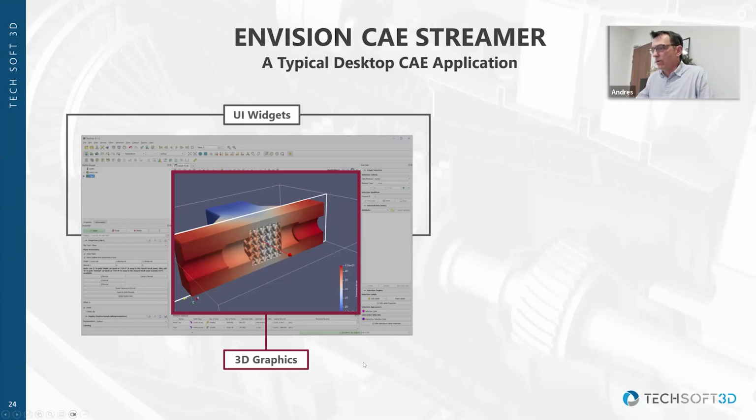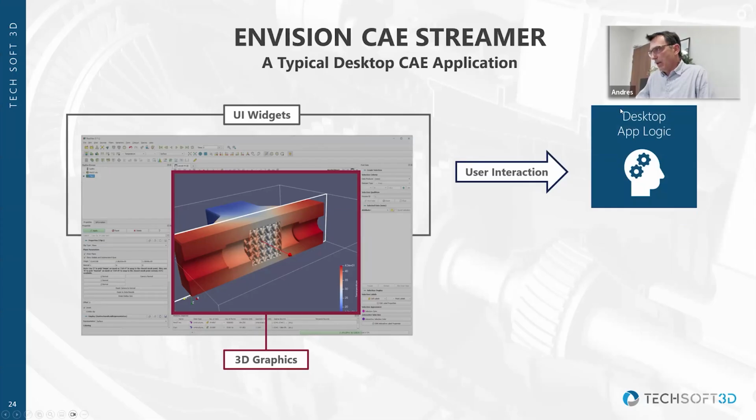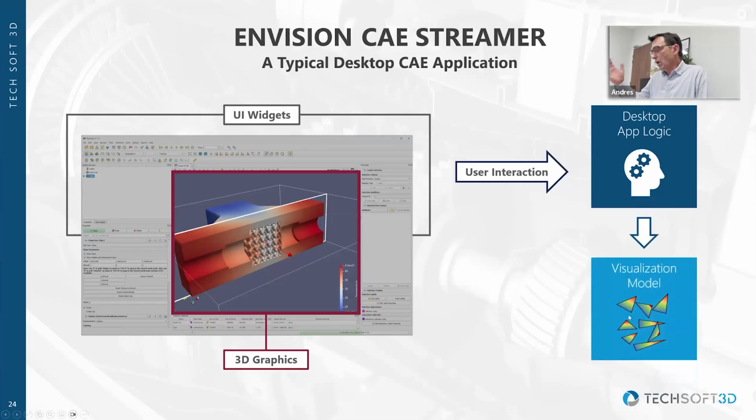The way it works is that the user clicks on a button or whatever, and that user interaction is immediately accessible by the desktop application logic. There's a response to that action. Say the user asked to look at temperature. That request goes into the application logic. In this case, it will look into the file, get the data, the temperature field, and generate the visualization model, doing all the texturing of the triangles. That model will be sent back to the rendering engine, and the 3D graphics view will be updated.